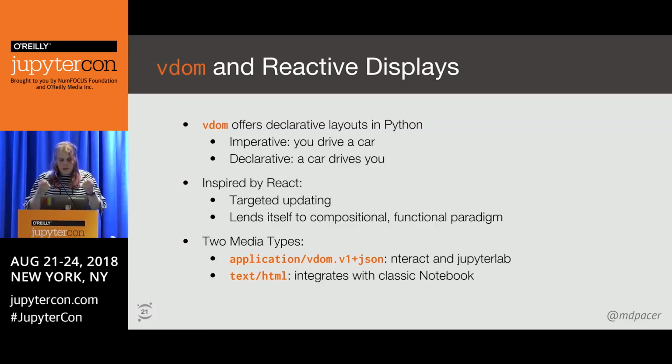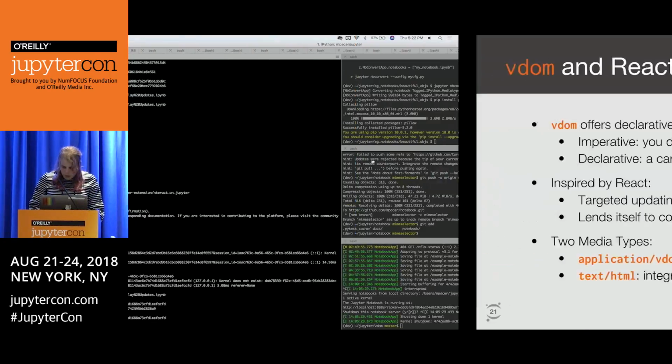What this allows you to do is internally compute targeted updates so that you don't have to change everything like we're doing in the display cases. Additionally, this lends itself to compositional, functional paradigms, because with targeted updating you have compositional pieces and you only want to update those individual pieces. And vdom returns two different MIME types, media types: application/vdom and text/html. This means we can do some stuff in text/html, but not everything.